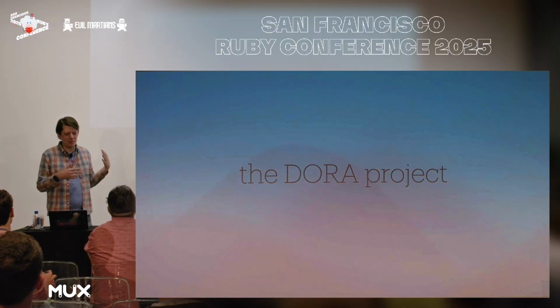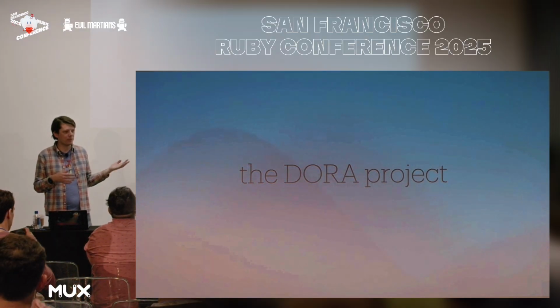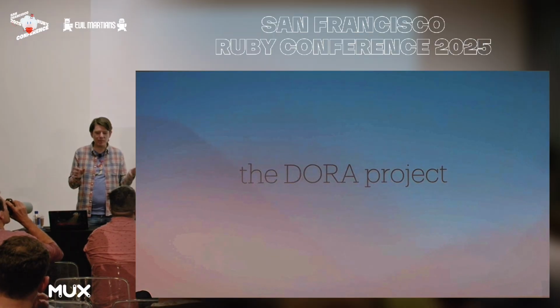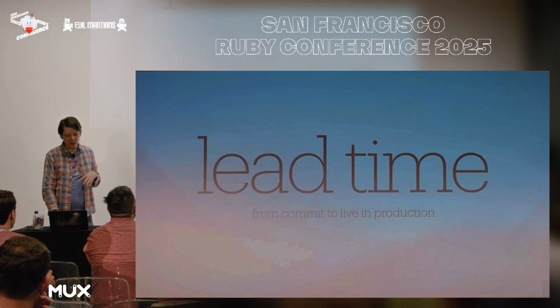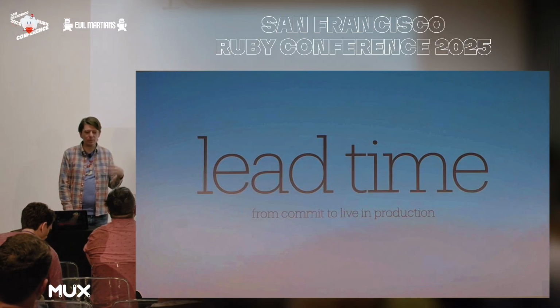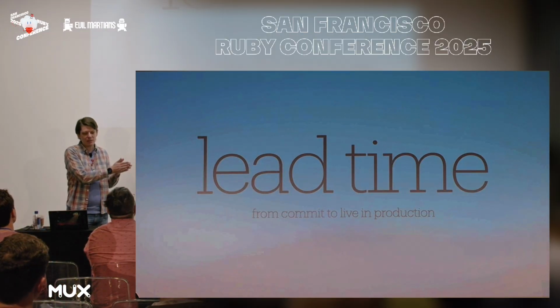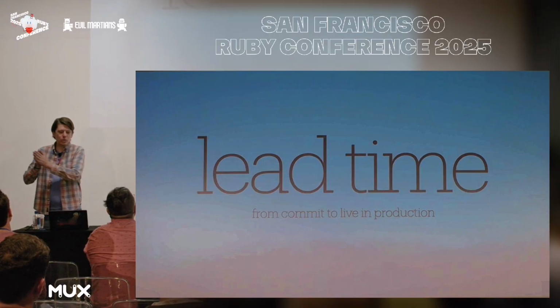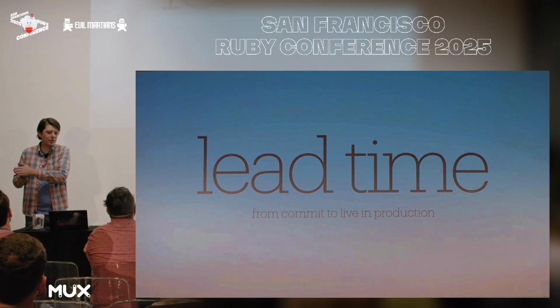But the book named Accelerate, written by the founders of the DORA project, goes into much more depth than I can fit here. But I'm just going to talk about one of the 4 core metrics in DORA's research, which is lead time, the amount of time it takes to go from code being committed to that same code being live in production.